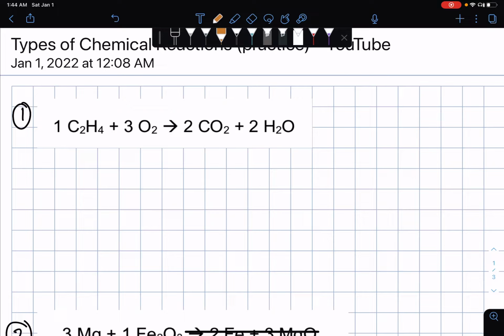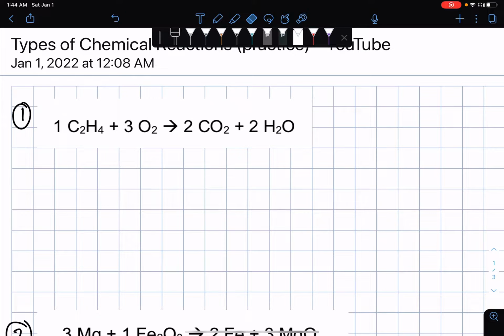Let's check. I don't think there's any sort of displacement here, either single or double displacement. It's not really affirmative to say there is a combination or a decomposition reaction happening, since there are 2 parts in the reactant side and 2 parts in the product side. So we can't consider them as either combination reaction or decomposition reaction.